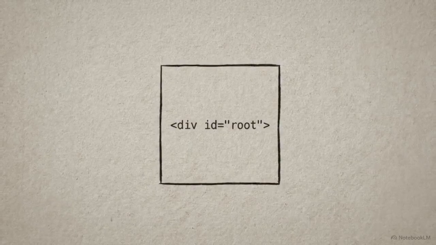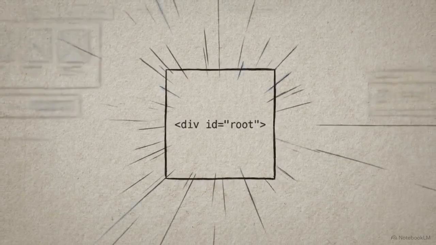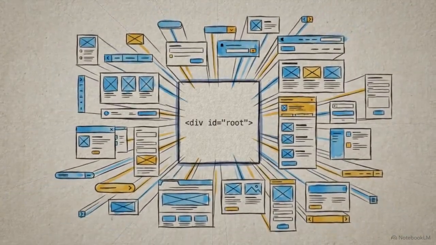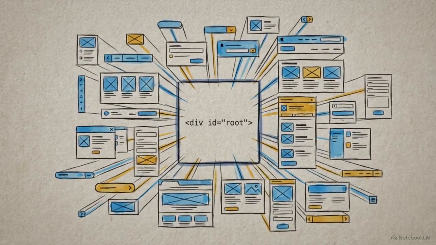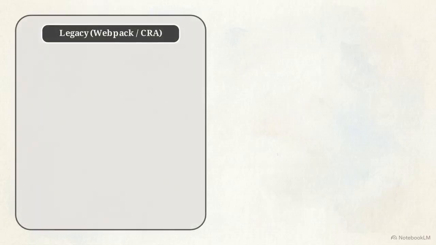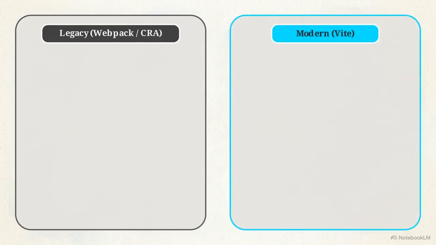Whether a React app has 3 buttons or 3,000 complex UI components, every single element originates from and mounts directly inside this empty div. If the HTML body is completely devoid of content or scripts, how does the browser actually know to execute the React engine? Here is a comparison of 2 build environments. On the left, the legacy approach popularized by Create React App and Webpack. On the right, modern tooling using Vite.